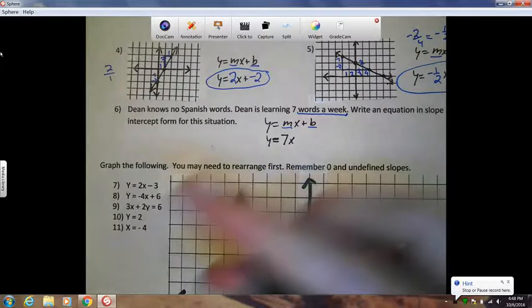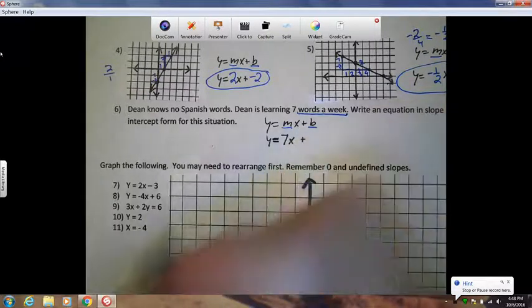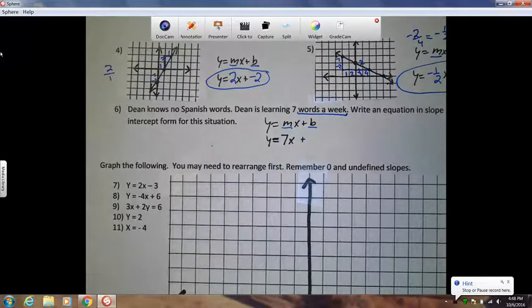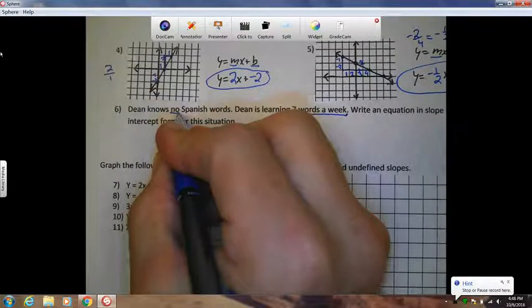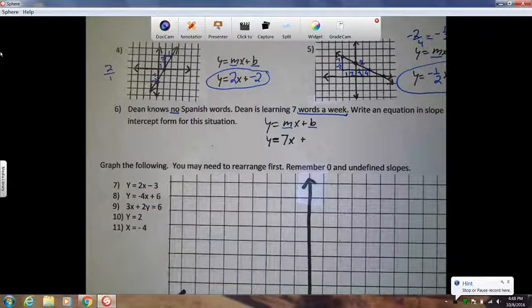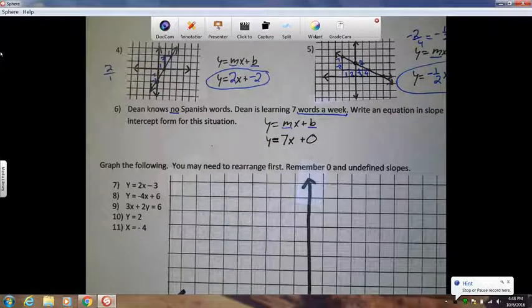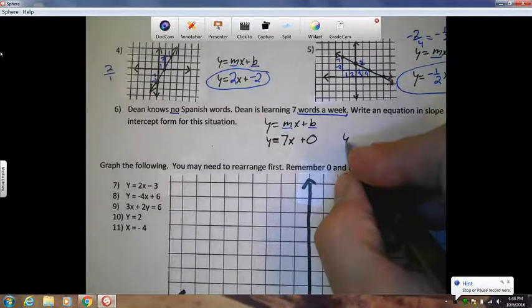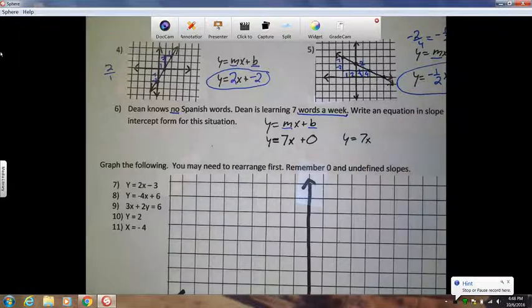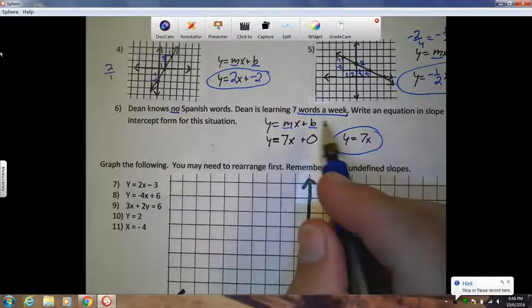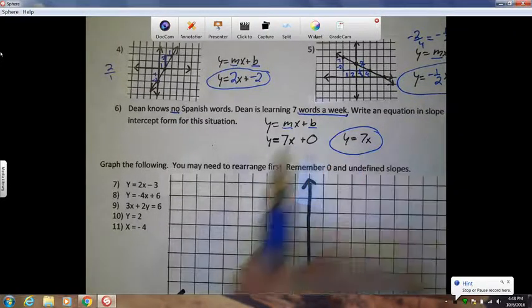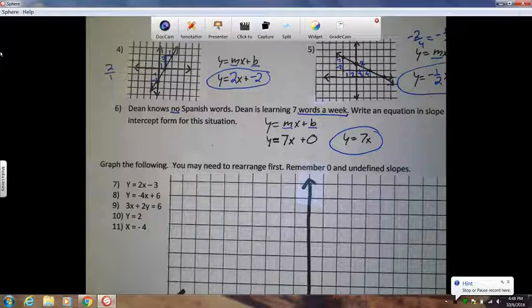And then my y-intercept. Your y-intercept is usually your starting point. Where did you start from? He started with no Spanish words. So that's plus 0. I don't need to write that, but just so you'll see. So always remember, if you have the 2 words, the 2 units, that's probably going to be your slope. Okay, now let's graph some lines.